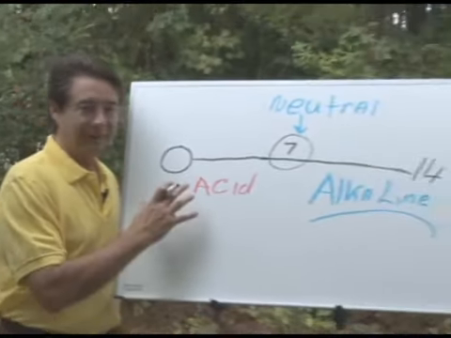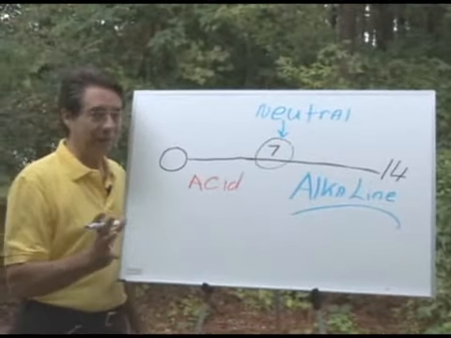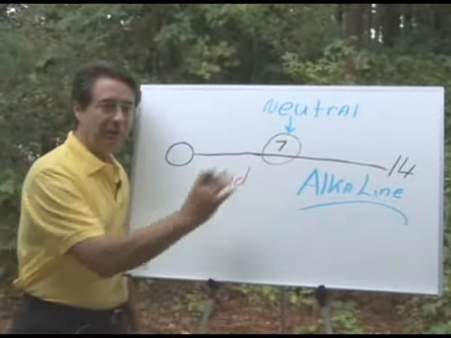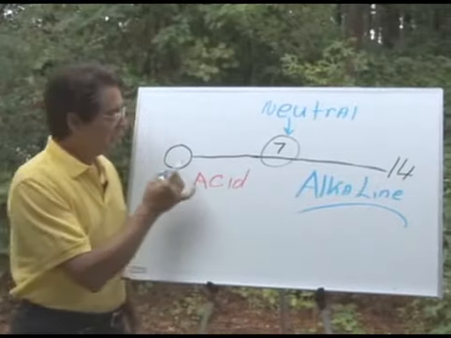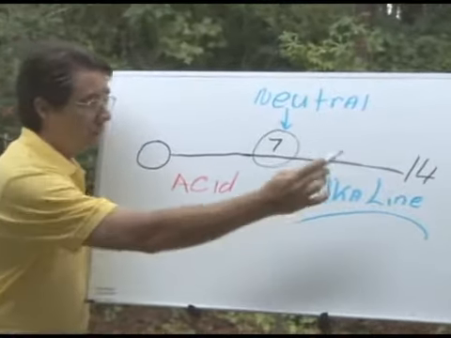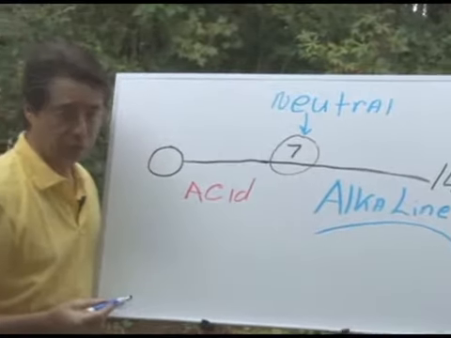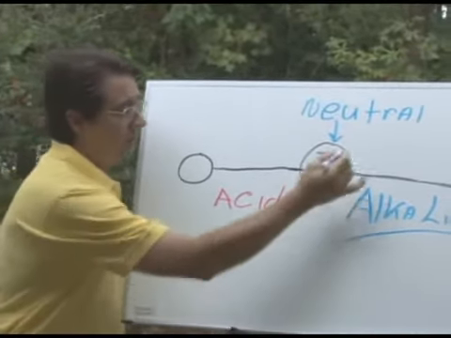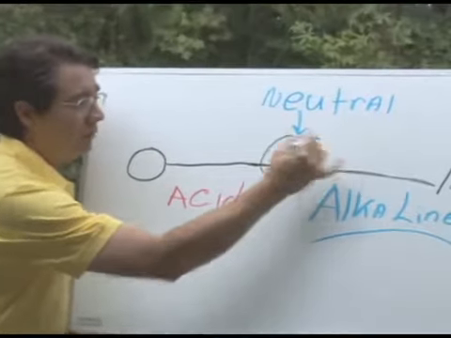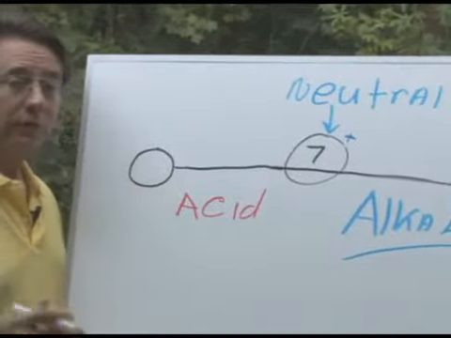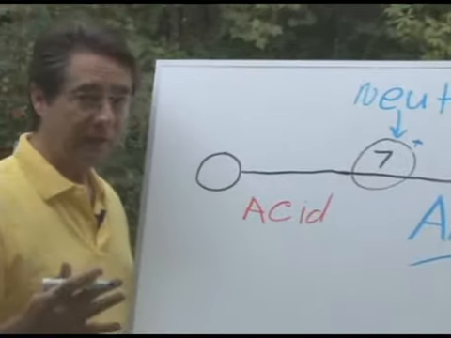Now, this is my artwork, so excuse us, but this is a basic understanding of the pH scale. The pH scale goes from 0 to 14, with the number 7 being in the middle as neutral. Where the body wants to be is 7 or slightly above. In other words, our bodies want to be slightly alkaline.